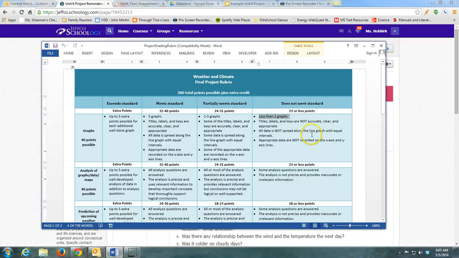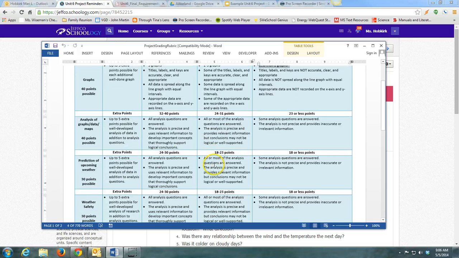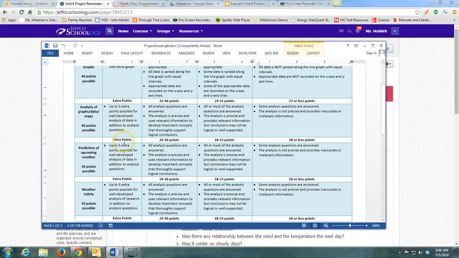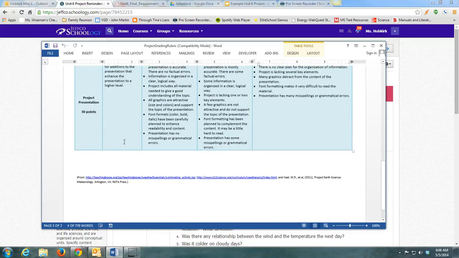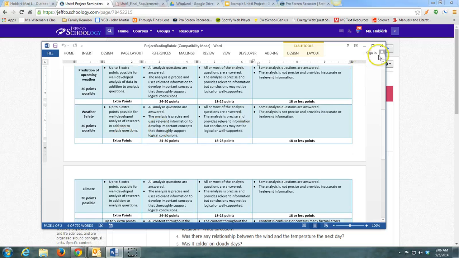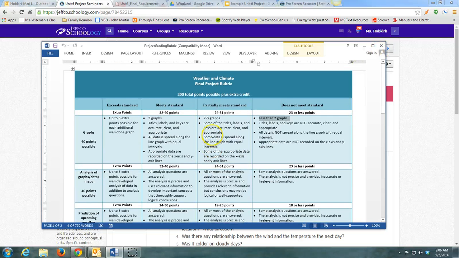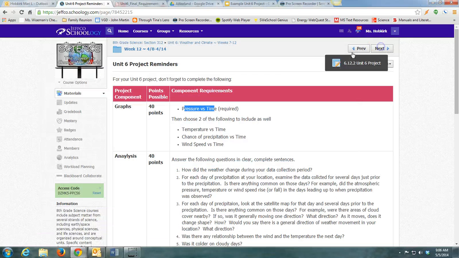So this is a 200-point project. You have to make sure you do everything that's listed here, and then there's also on each one listed how you can get some extra points. And this is 2 pages, so don't stop at the end of 1 page. Okay, so this file that I use to grade will be attached to this email.